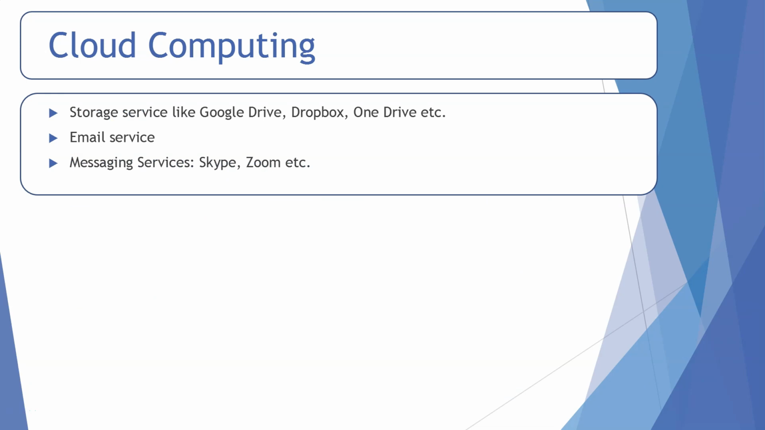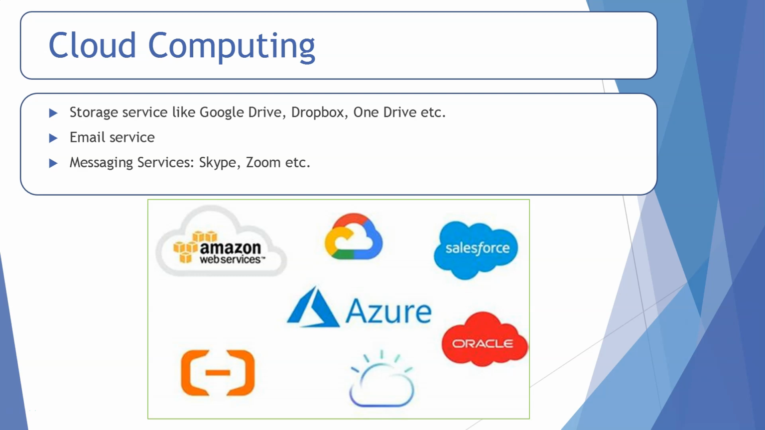We use email services like Gmail, Hotmail, storage services like OneDrive, Google Drive, Dropbox, messaging services, and chatting services like Skype, Zoom, etc. These all are examples of cloud services. Some leading cloud service providers are Microsoft Azure, Amazon AWS, Google, Oracle, etc. They provide various features and services using cloud, and these services are increasing on daily basis.